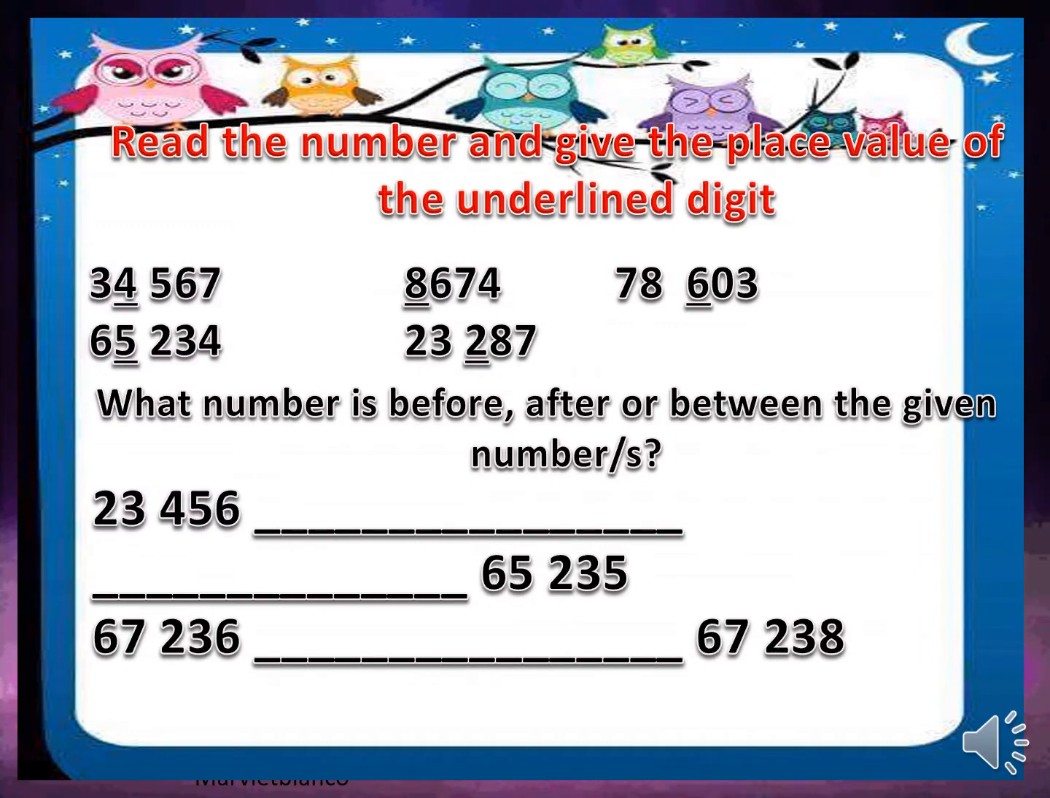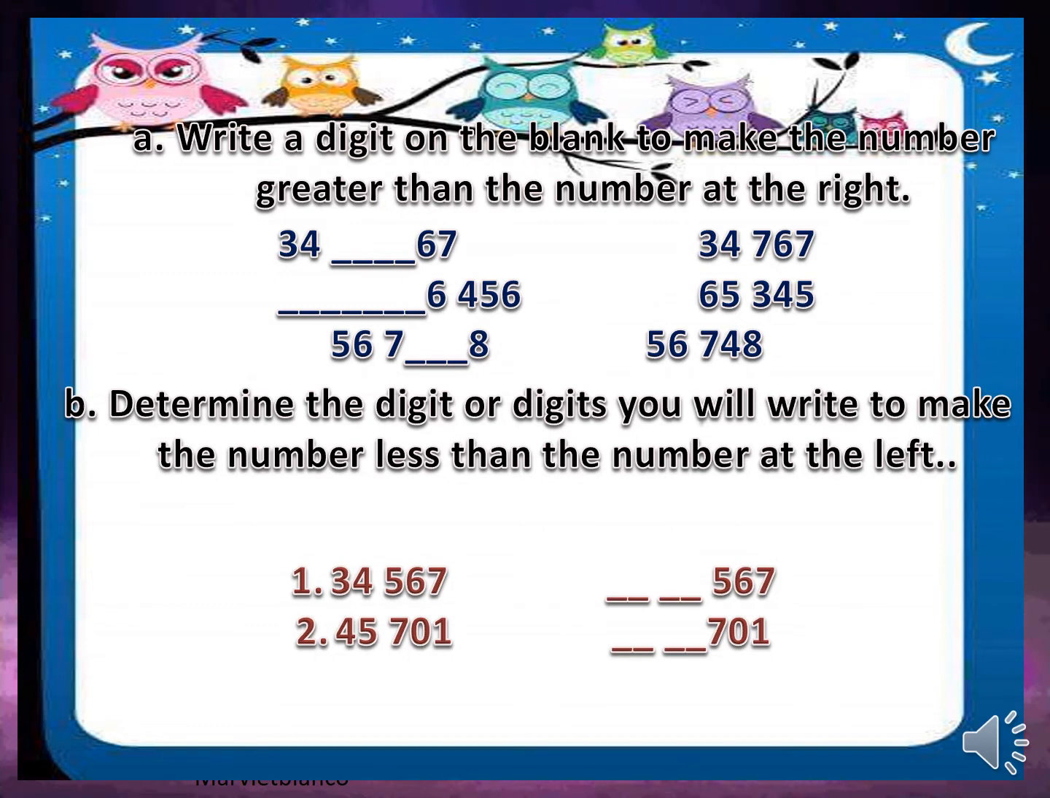Read a number and give the place value of the underlined digit. Anyone? What number is before, after, or between the given numbers? Write a digit on the blank to make the number greater than the number at the right. Letter B. Determine the digit or digits you will write to make the number less than the number at the left.